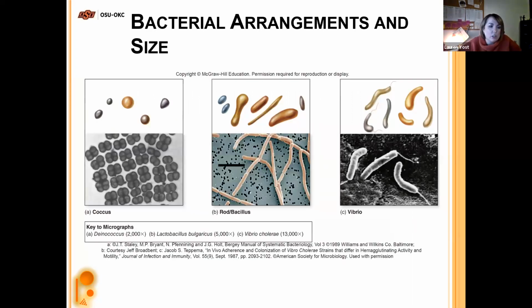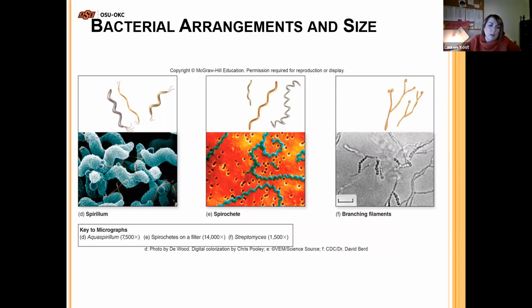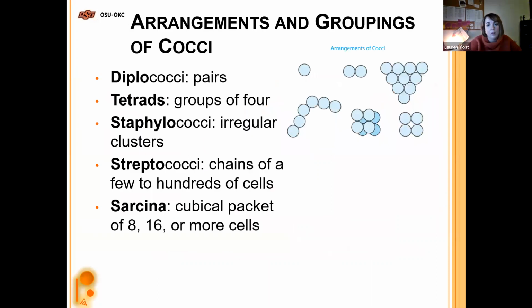All right, so these are pictures of the cocci on the far left. The middle is the bacillus. It's different variations that you might see in a bacillus, and then vibrio, which is like a comma shape. So that's the idea of what you might see in the shapes. And here are some spirillum on the far left, the spirochetes, which are more tightly wound, and then branching filaments here on the right. So those are like arrangements, okay?